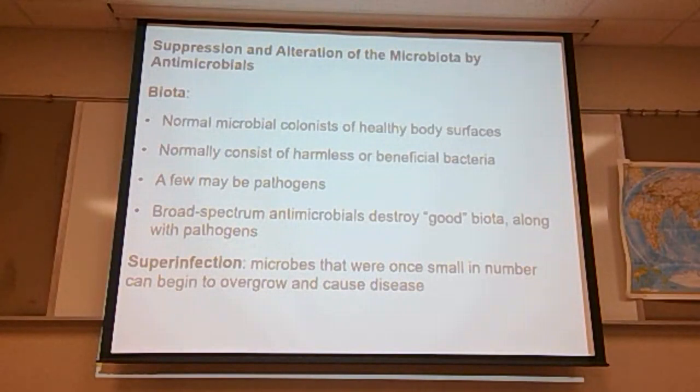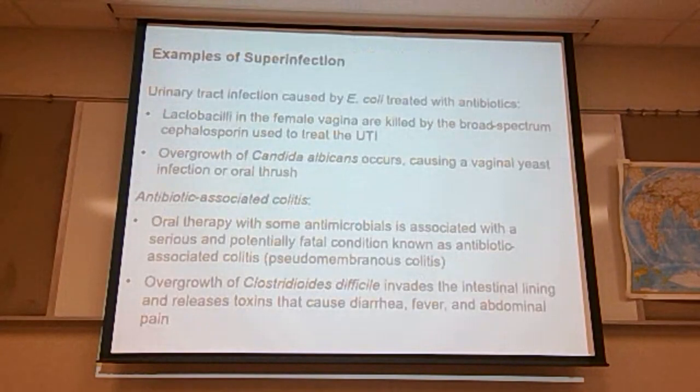Broad-spectrum antimicrobials actually destroy the good biota along with the bad biota or the pathogens. Use of broad-spectrum antibiotics can lead to what is called a superinfection, where the microbes that were once small in number can begin to overgrow and cause disease. An example of a superinfection is a urinary tract infection. Lactobacillus in the female vagina are killed by the broad-spectrum cephalosporin used to treat the UTI. Then overgrowth of the Candida albicans occurs, causing a vaginal yeast infection or oral thrush.